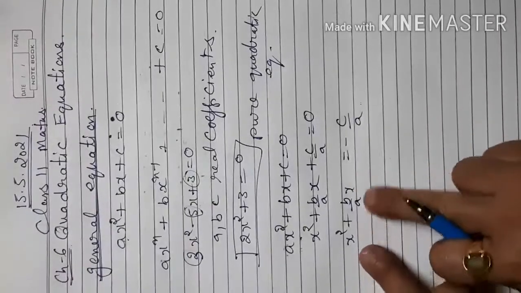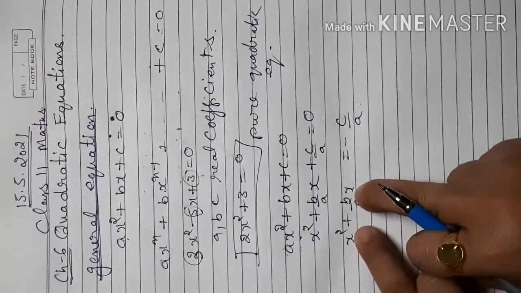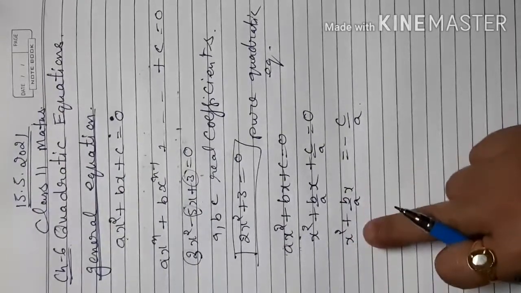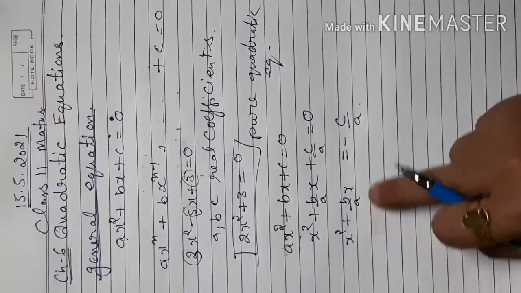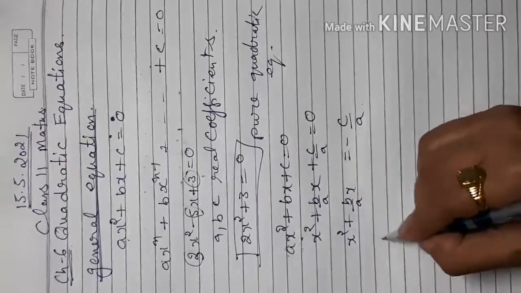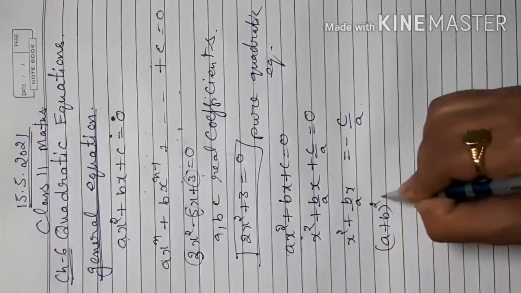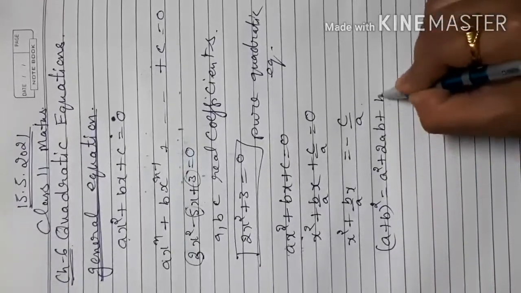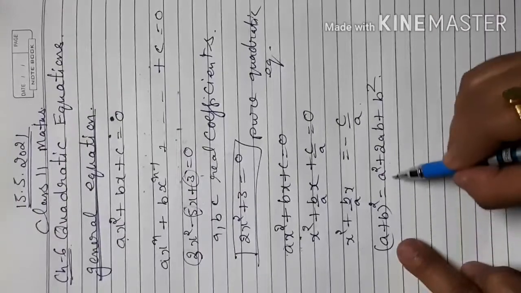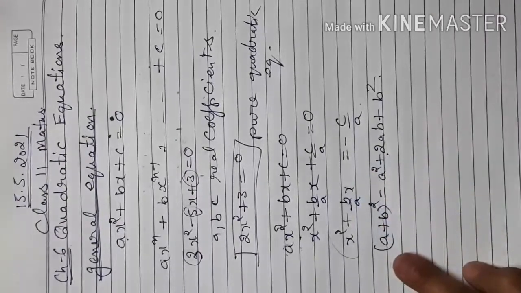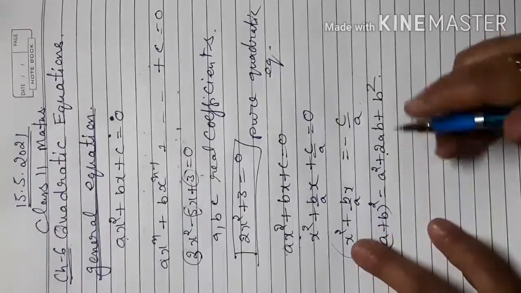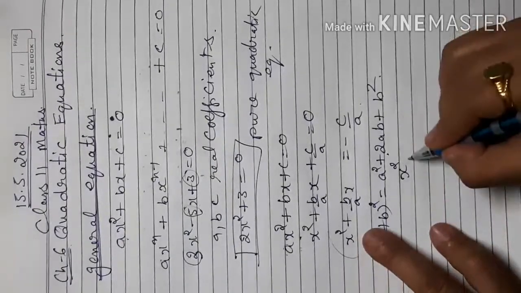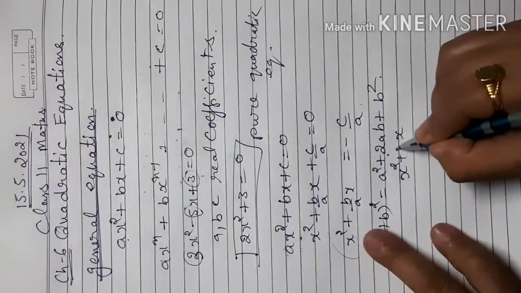Now here, x has power 1 and there is a positive sign, which means that this left side we have to make equal to the formula a plus b whole square, that is a square plus 2ab plus b square. That means you have to convert this into this form. So when I try to compare this, here in place of a there is x, and here I replace with x, 2 as it is.